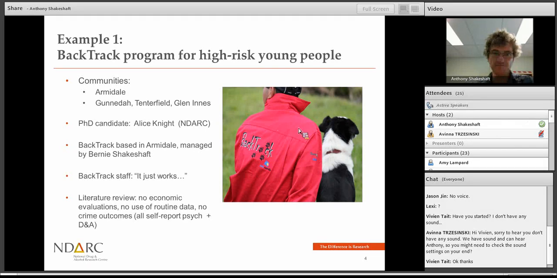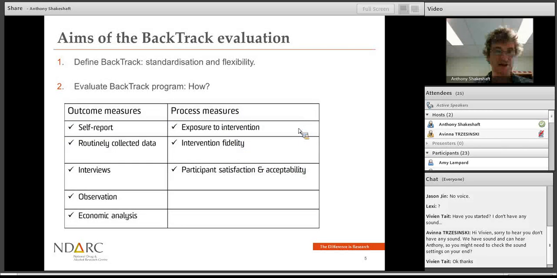So, as I was mentioning before, one of the things that I'm a bit obsessed with is doing literature reviews. So we did one for programs that are like BackTrack. We found no one had done an economic evaluation. There were very few evaluations, something like 3 or 4 published in the last 15 years. So very little good quality data on whether these programs actually work. I'll talk about the definition of BackTrack in a moment.